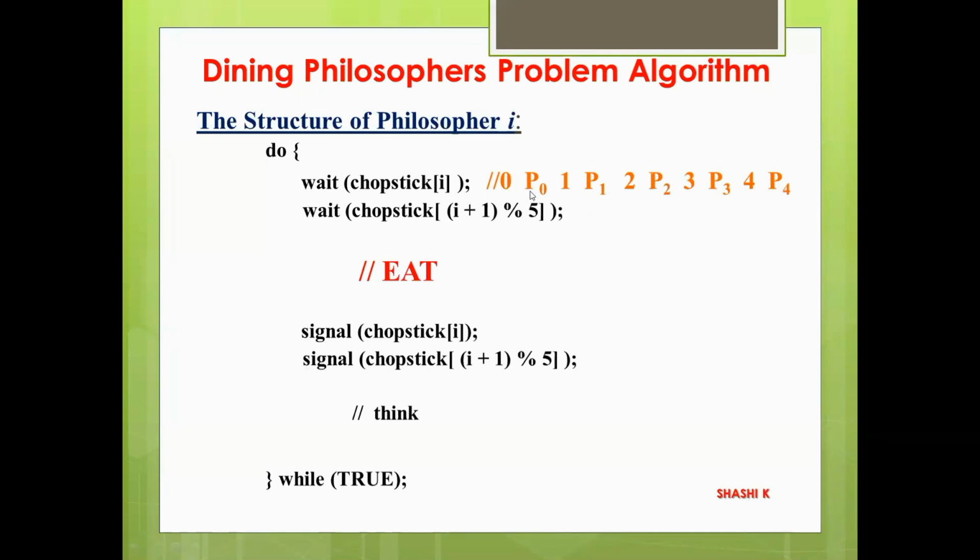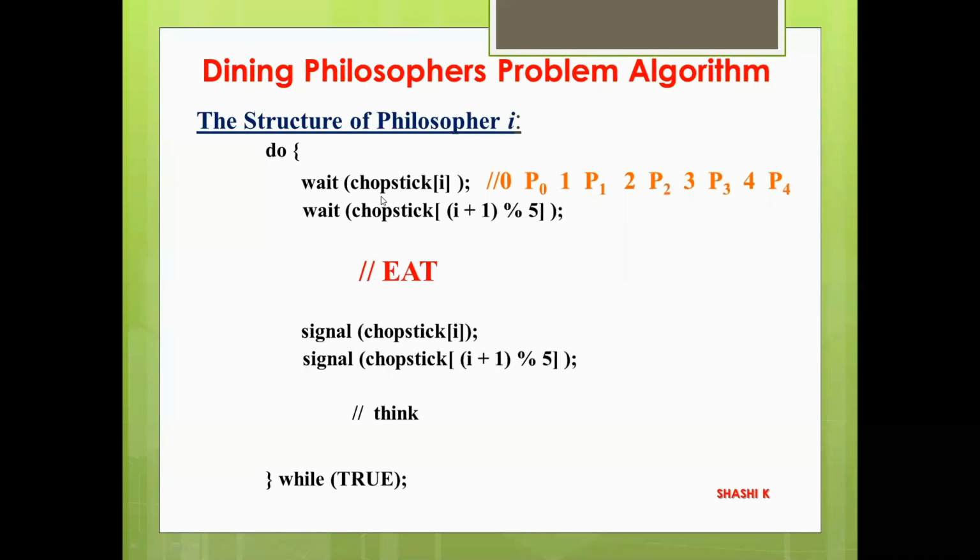Let's say if it is philosopher P0, then when he executes the wait operation, he will execute the wait operation on chopstick[0], and he will execute the wait operation on chopstick[(i+1) mod 5]. What is (i+1) mod 5? 0 plus 1 mod 5, so 1 mod 5 will be 1. So philosopher P0 tries to grab the left chopstick, and then he tries to grab the right chopstick. So what will the wait operation do on a semaphore?